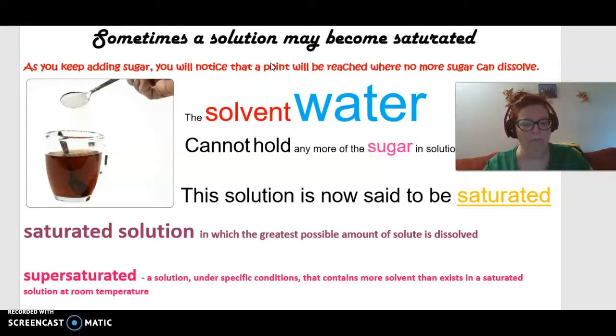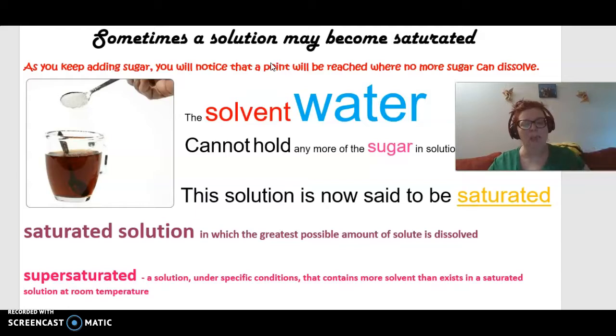Keep adding sugar until you hit that super perfect sweet spot, that saturation point, where the greatest possible amount of sugar solute is dissolved. It is a point. That's the sweet spot. Now the solution is saturated.